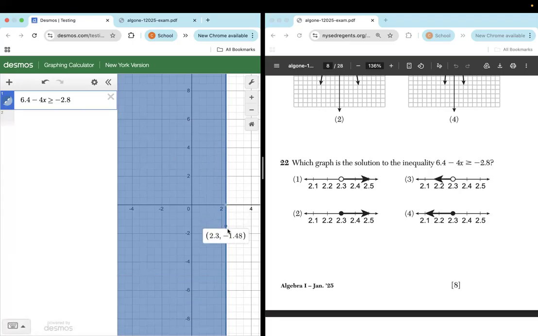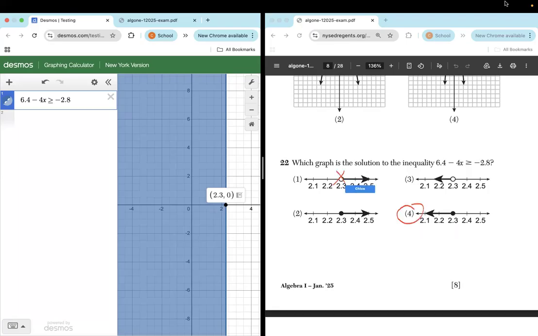Look at how the x value remains at 2.3 on this boundary line here. And the shading, which represents all the solutions, is to the left. All the numbers to the left here, the x values, are less than 2.3. As I move left, x gets smaller. So I need to show that x is less than or equal to 2.3, which is choice 4.